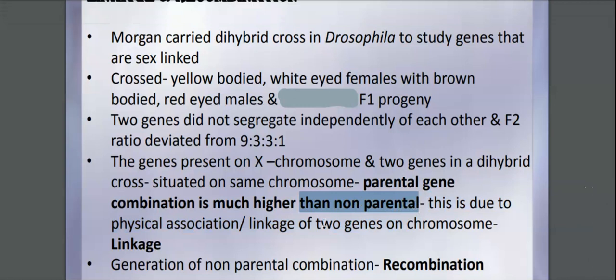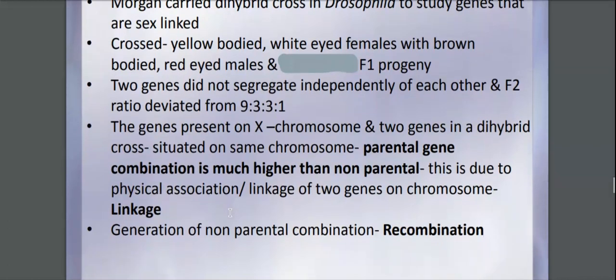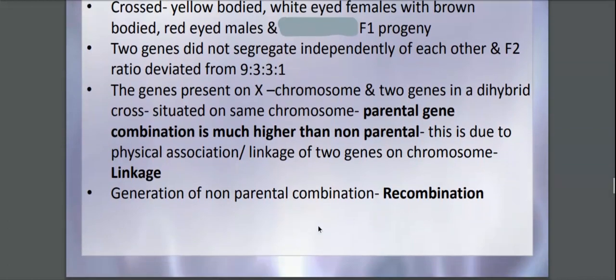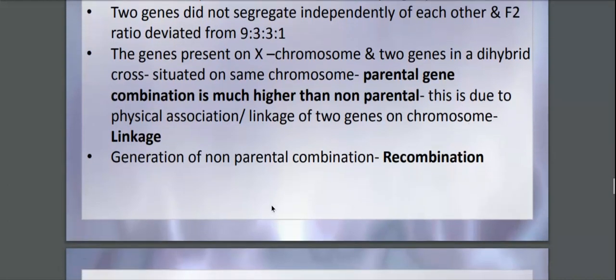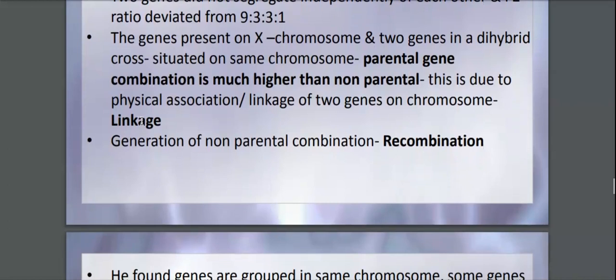Based on this, he coined two terms, linkage and recombination. Linkage means connection between genes, or the physical association between genes on a chromosome, and recombination means that when the genes are segregating, you are getting more of non-parental combinations. So what is the connection between linkage and recombination? Like I told you, if there is a linkage between genes, the recombinations are less.